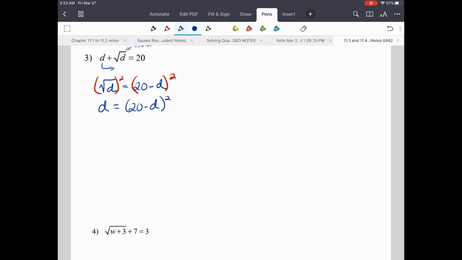That's going to involve just a little bit of multiplication. But remember, when you're squaring a binomial, it's not just 20 squared and d squared. It's not ever going to work out that way, ever. So you're going to do this. That's 400. That's minus 20d. That is also minus 20d. And a negative times a negative is positive, so that becomes positive d squared.